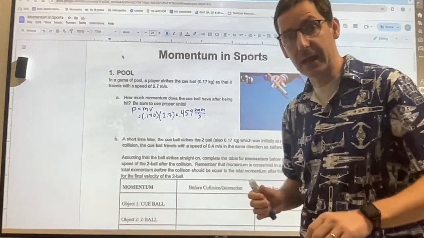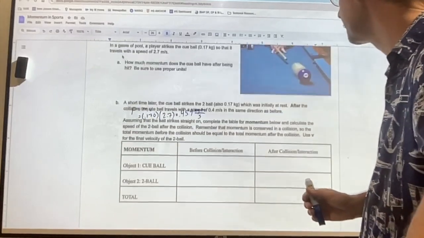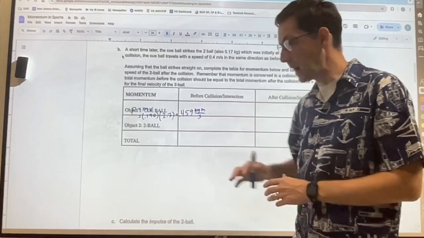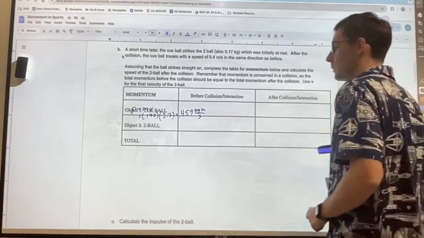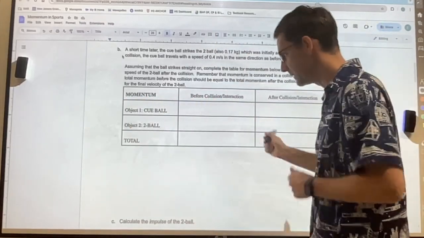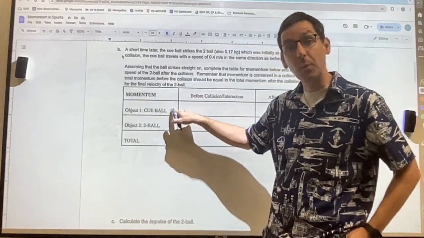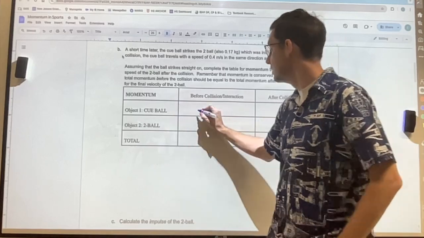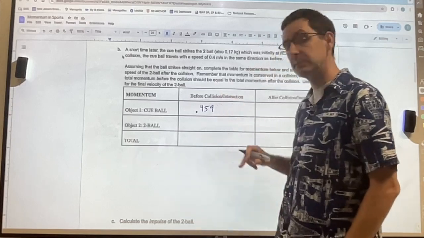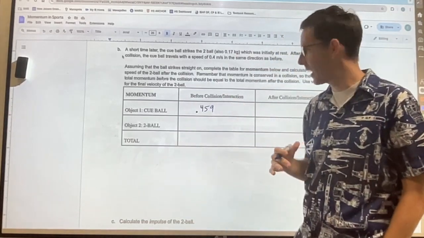All right, so I'm going to go ahead. Let's scroll up a little bit here. Okay, we are going to need this 0.459. Remember, 0.459 was the momentum of the cue ball. So I've already solved for that. So 0.459 is the momentum before the collision, before the interaction.